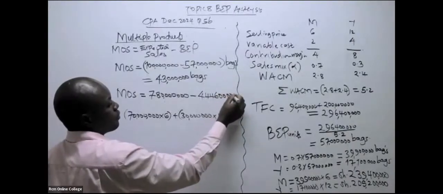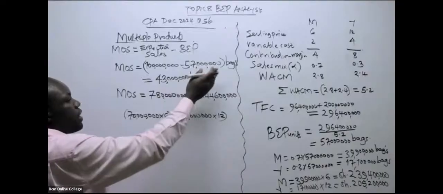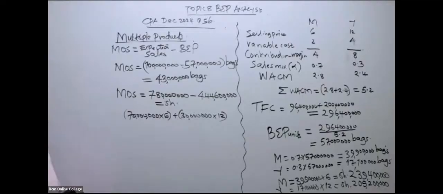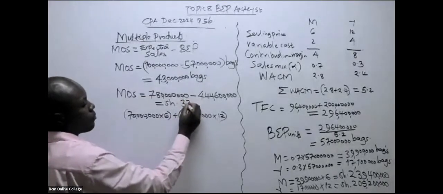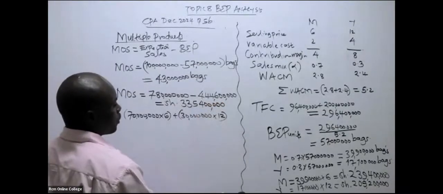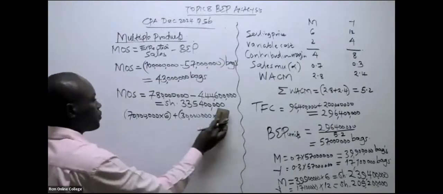So this one is in bags. This one will be in shillings. So what is our margin of safety in shillings? The difference between the two should be our margin of safety in shillings: 335,400,000. Good. So that's what we have in shillings, our margin of safety.